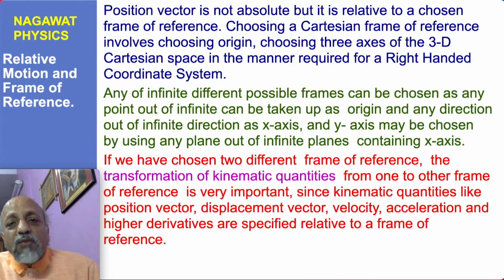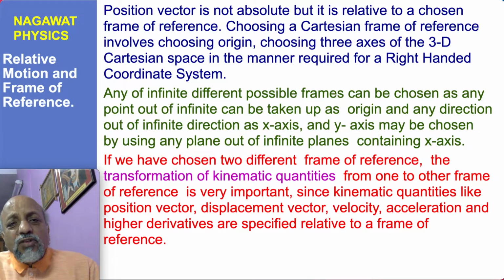So by now you perfectly understand that choosing a Cartesian frame of reference involves choosing an origin and choosing a set of axes. In the case of the 3-dimensional Cartesian space, you have to choose a set of 3 mutually perpendicular Cartesian axes. There can be other methods, other kinds of space description of the 3-dimensional space also, but right now I am restricting myself to discussion involving only 3-dimensional Cartesian space.